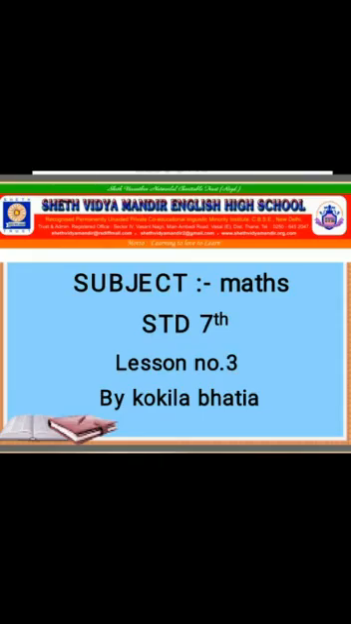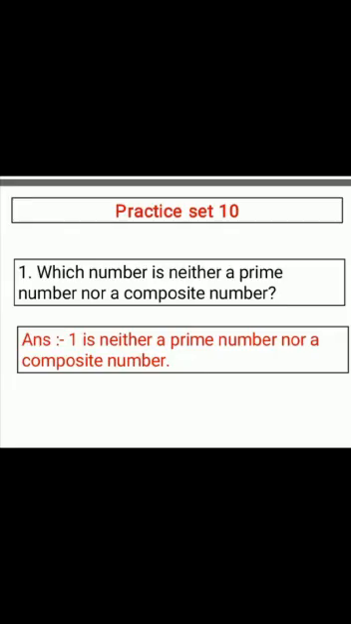Let's continue with chapter 3 HCF and LCM. In my last session, children, I had explained what prime numbers, co-prime numbers and twin prime numbers are. Today we are going to solve practice set 10. The first question: Which number is neither a prime number nor a composite number? Correct. 1 is the number that is neither a prime number nor a composite number.